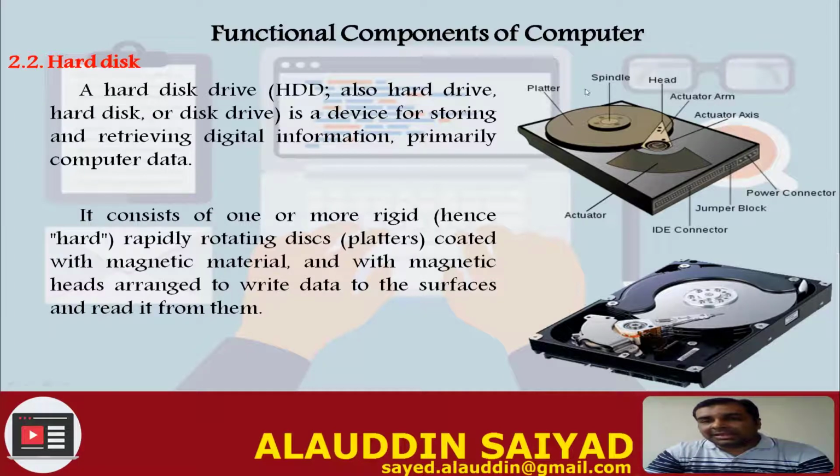You can see these are the platters, this is a spindle, this is a read and write head, this is the actuator arm which moves across, then this is the actuator axis, which allows the actuator arm to move. Then these are the power connectors, jumper blocks, IDE connectors, and so on.